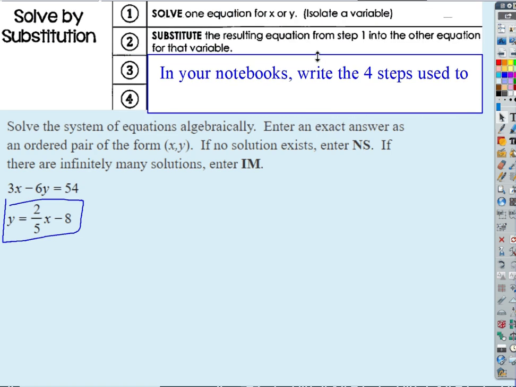Substitute. We're going to substitute into the other equation, right? So we're going to substitute that y value into the top equation. So what's that going to give me? If I rewrite the top equation with that substitution, I'm going to get 3x minus 6 times the value I'm going to dump in there, right, is equal to what? 54. Good. And the value I'm plugging in from my substitution equation is 2/5 x minus 8, right?